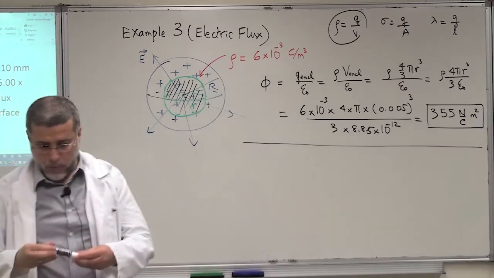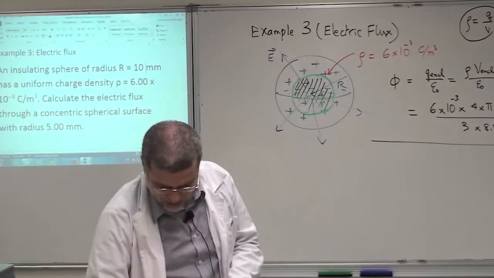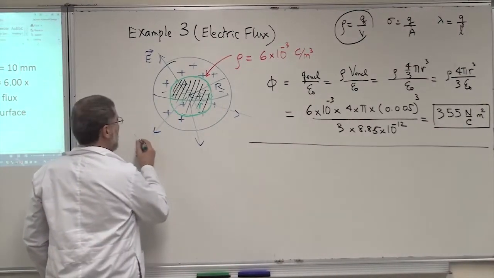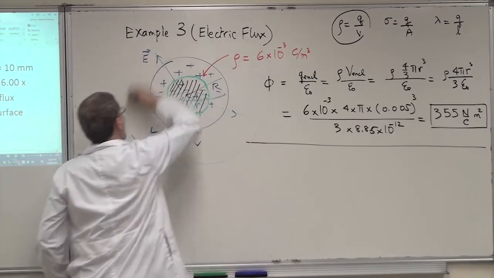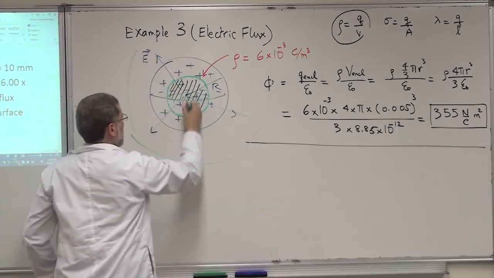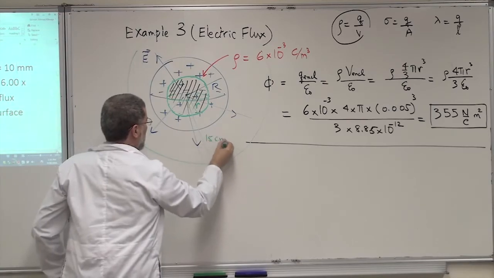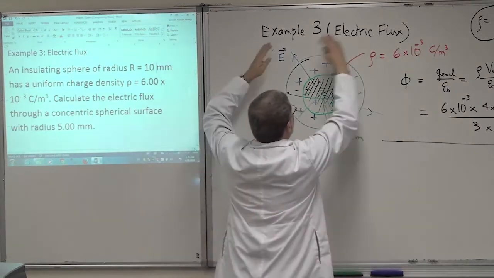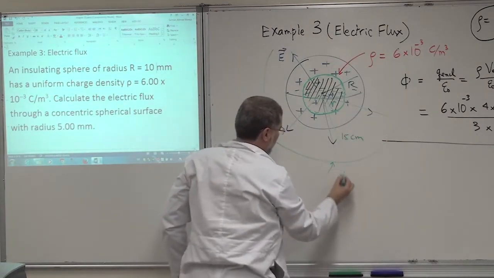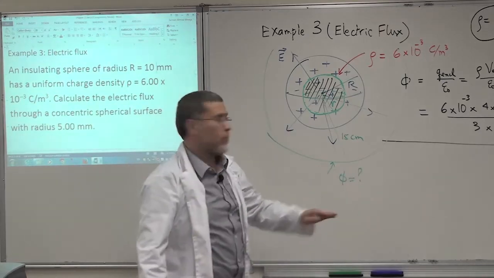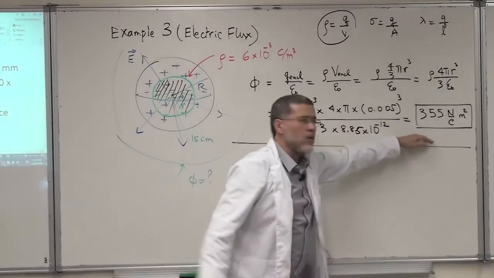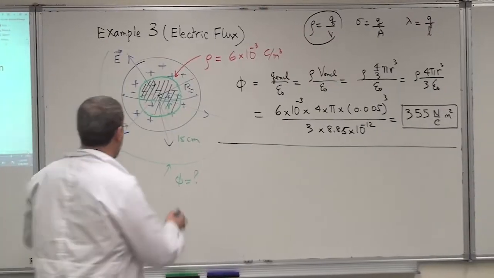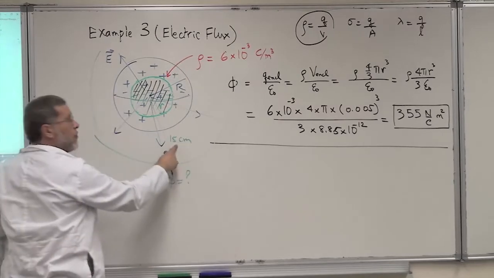Now, the problem is over, but imagine he asks you about the flux through another surface which is outside here, with a radius of, let's say, 15 centimeters. Of course, 15 centimeters is more than 10. So my Gaussian surface is outside, and he wants the flux through this surface. I told you the problem is over, this is the final answer for this problem, but now I'm asking about the flux through this surface which has a radius of 15 centimeters.